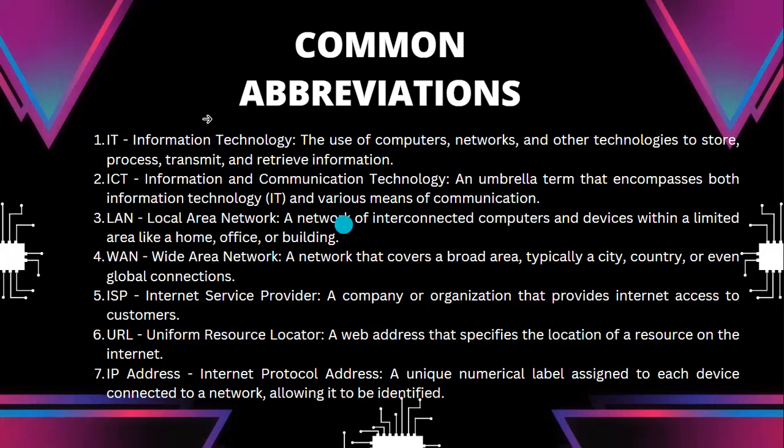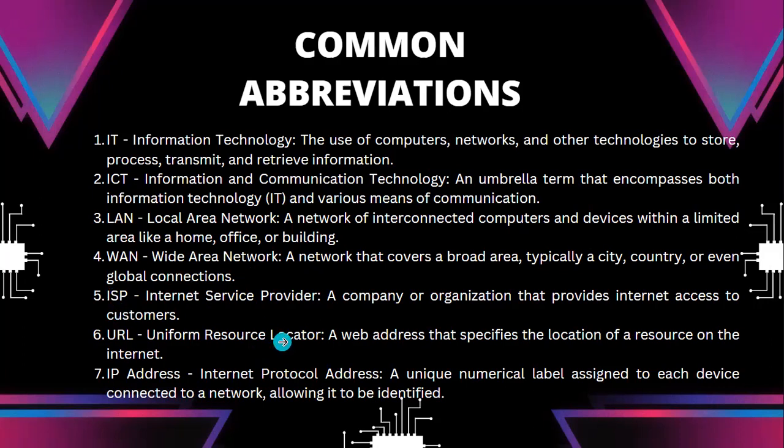LAN is local area network. It is a network of interconnected computers or devices within a small area like a home, office, or building. And WAN, just like LAN, you are replacing the L with a W. This is local, this is wide area network. A network that covers a broad area like a city, country, or even global connections. So that is what a WAN is.